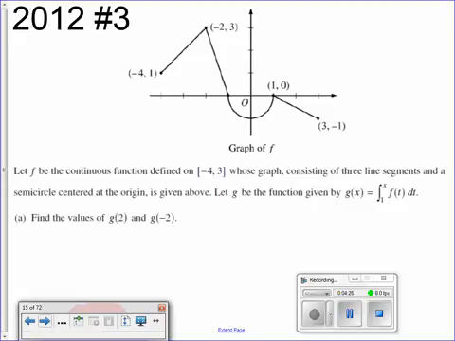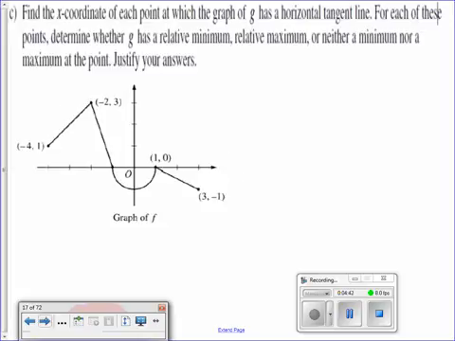We had both types in here. We have the accumulation function type, and we have the kind where they just say, here's the derivative and a point. Ryan? 2012 part C. Well, I don't want to sit here and do your homework for you. I want you to actually try it, and then wherever you get stuck, go through it.